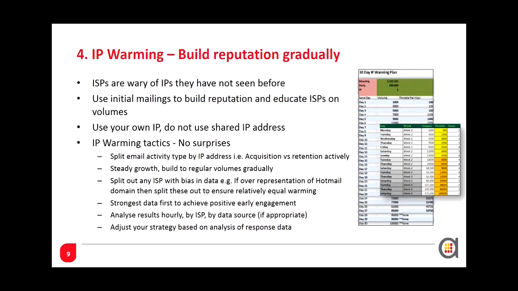Some advice for warming is to always start slowly. Assume that warming will be a 30-day process to complete, and incrementally and predictably increase your volume daily while throttling throughout the day to give a consistent volume of email to the ISP so that they can build your reputation. By the end of about 30 days, they should have a reputation built for you.